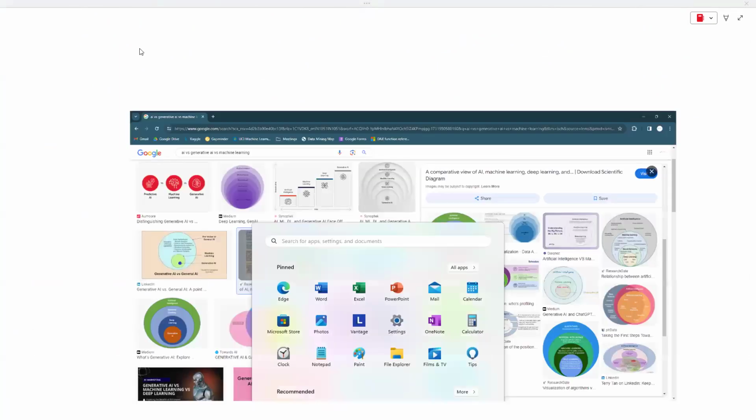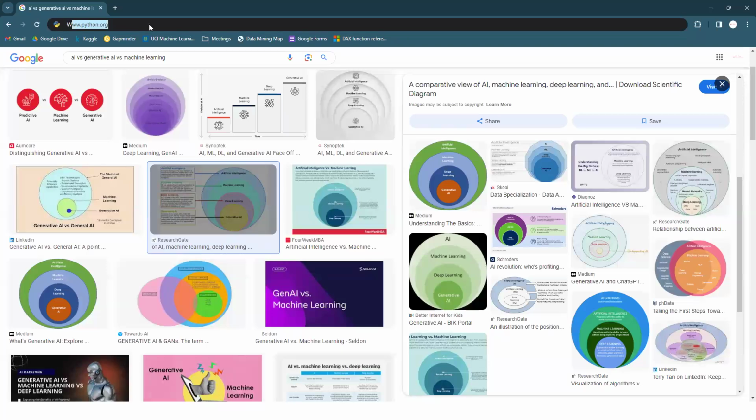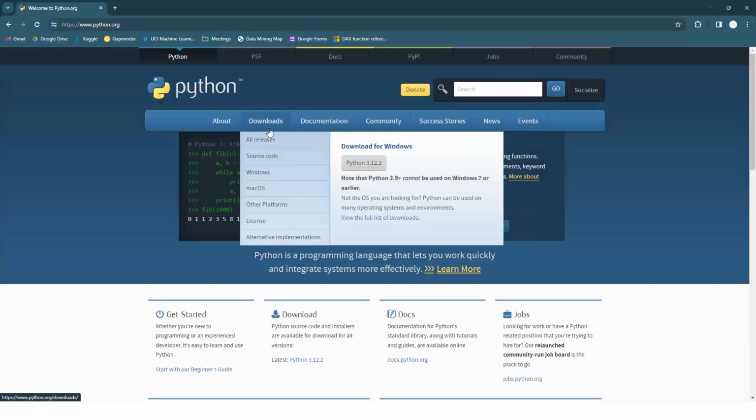So first, I showed you the installation of Python. You have to download Python from python.org. Go to python.org, guys, and from there you can download it for Windows or Mac or whatever Linux you are using. 3.12.2 is the Python version we downloaded. We have to download it, guys.